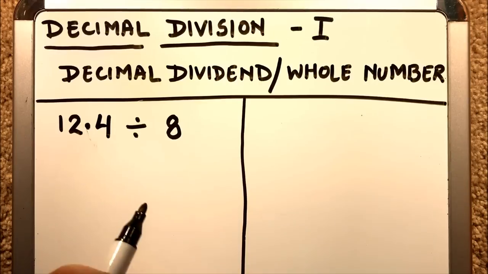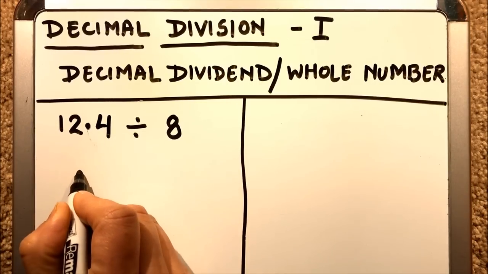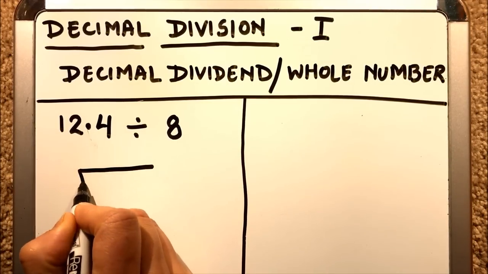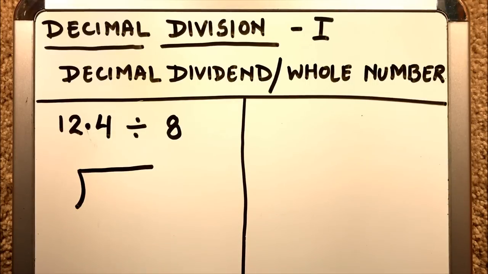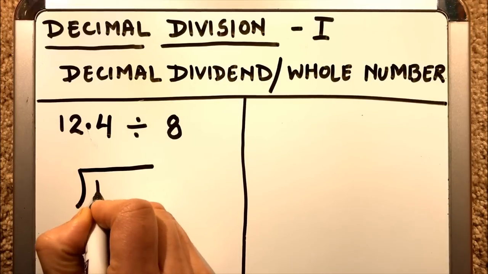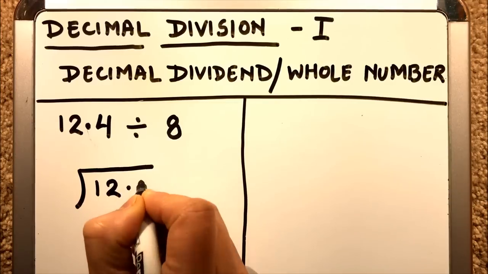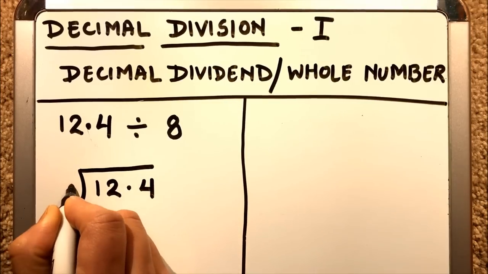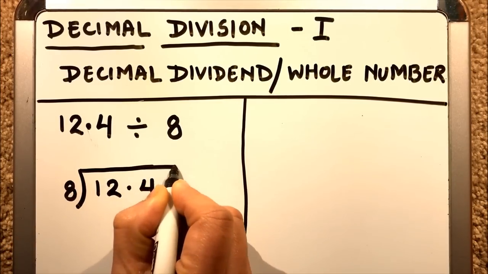So decimal division, we'll start as a normal division, but we need to take care of the decimal point here. So what we'll do, we'll put the decimal point in the quotient just above the decimal point in the dividend. So I'll show you how we do this. We'll write it as is and then we'll divide it by 8.